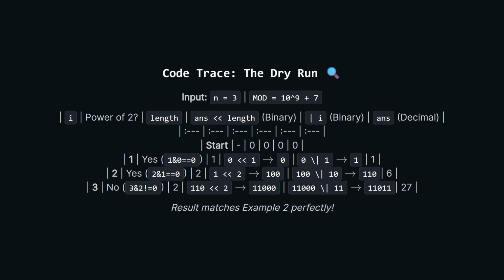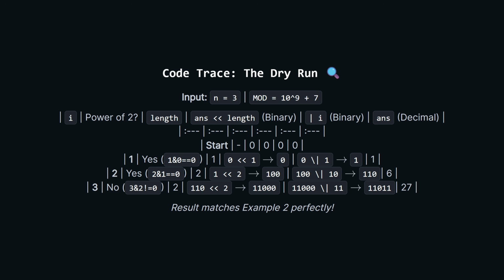Code can be hard to visualize just by looking at it, so let's run our simple example of 3 through it line by line. We start with everything at 0. On our first loop, the number 1 is a power of 2, so our length becomes 1. We shift 0 by 1, add 1, and our answer is 1.